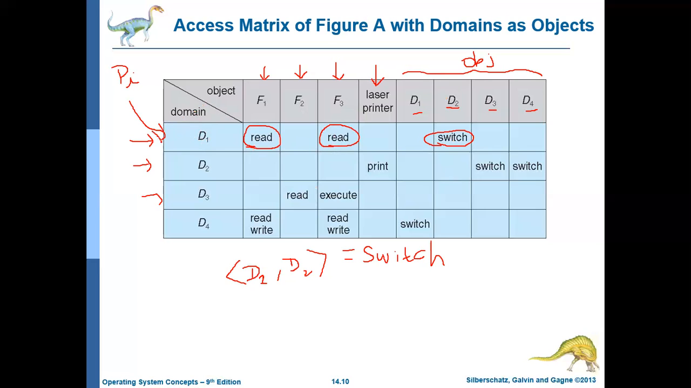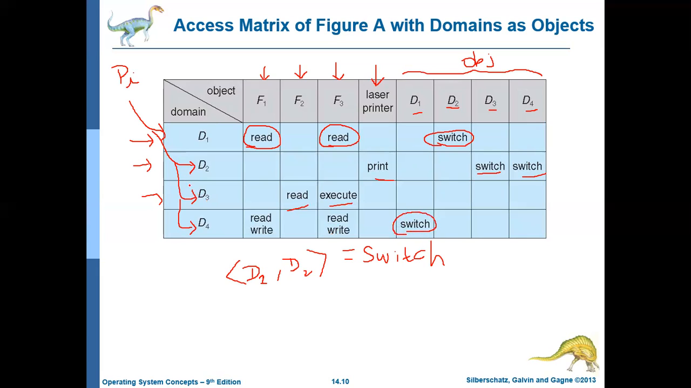Similarly, the process executing on the domain D2 can perform print operation on the laser printer, and this process can switch either to the domain D3 or to the domain D4. The process executing in the domain D3 can perform read operation on F2 and execute operation on F3. It cannot perform switch operation to any other domains. The process executing on D4 can perform read and write operation on F1 and read and write operation on F3, and it can switch to D1.